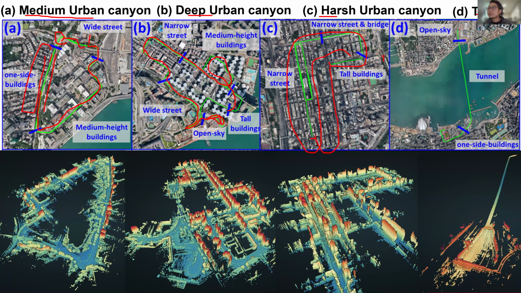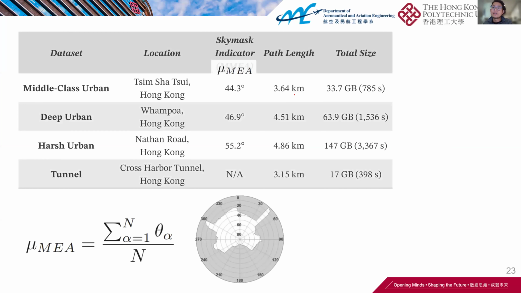Then the last one is from the open sky environment, and then all the way come to the cross tunnel between the 2 islands in Hong Kong, and coming out to an open sky area as well. So this is a very long tunnel. If you look at the length of the data, because robotics people care about this quite a lot. How long is the data? So it's all about 3 to 5 kilometers.